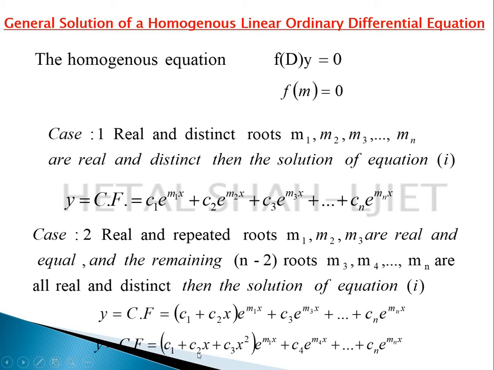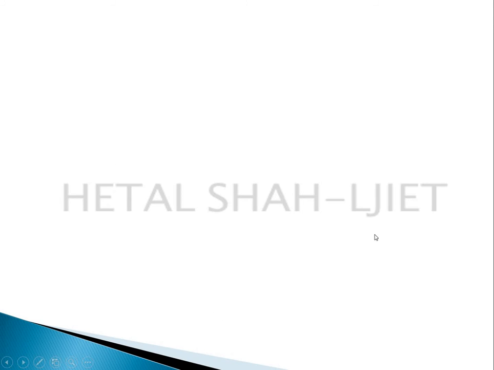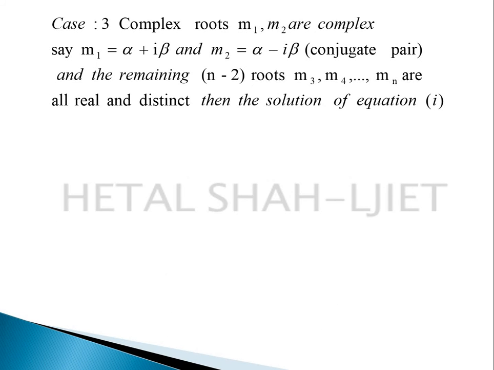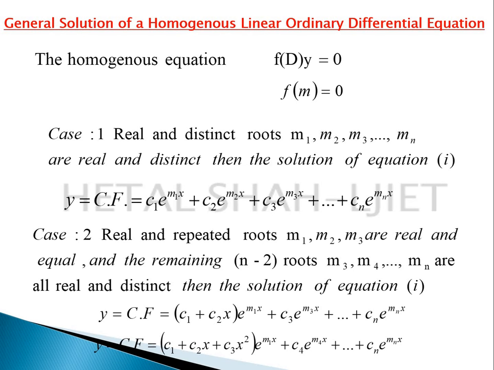But if we have three common roots, m1, m2 and m3, then we can write C1 plus C2x plus C3x square e raised to m1x, and the remaining m4, m5 up to mn roots are distinct, so we write as in the first case. So we can write the complementary function as per this.